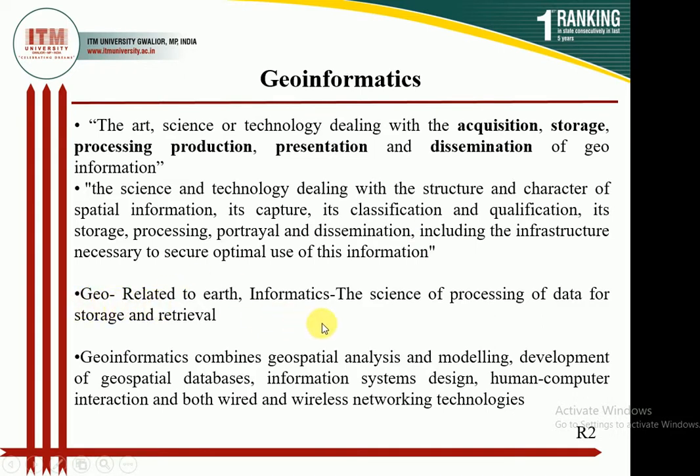Next, the third one is that geoinformatics can also be divided into two words: geo, related to earth, and informatics. Informatics is a science of processing data for storage and retrieval. It means whatever data we get about a particular earth surface is further processed, stored, converted into a presentable way and generated as a better output.